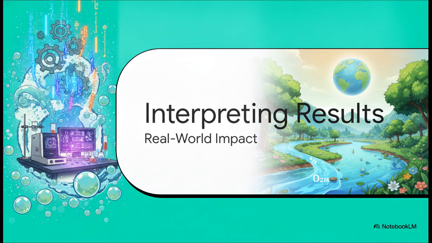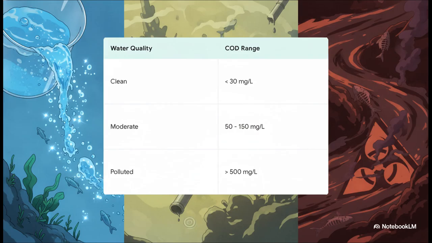Section 6. Interpreting water quality results. Translating lab data to real-world impact. So what do our numbers actually mean? By comparing our hard-won lab results against standard environmental thresholds, we can instantly classify the health of a water body. If our reading is under 30 milligrams per liter of oxygen, we are looking at clean, healthy water. Between 50 and 150, we have moderate pollution that definitely needs some attention. But if our calculation reveals a COD over 500 milligrams per liter, we are dealing with a highly polluted threat. Discharging water like that would severely deplete the oxygen in local rivers, literally suffocating the aquatic life.